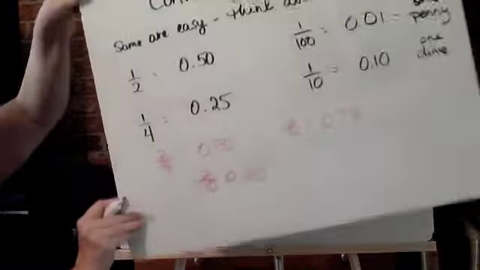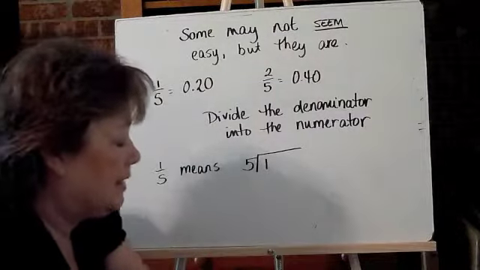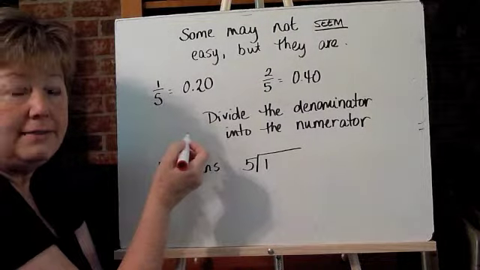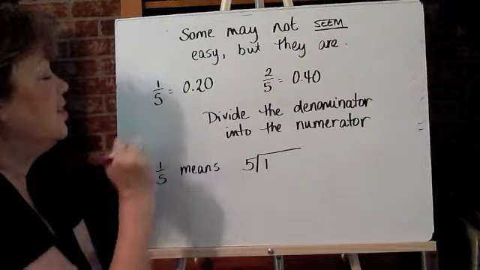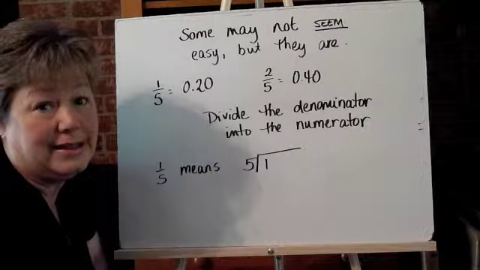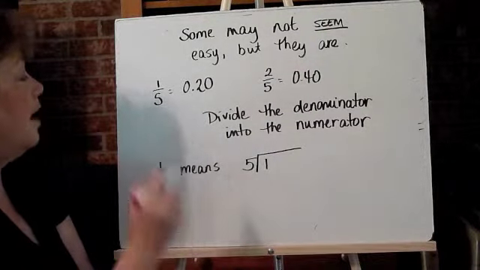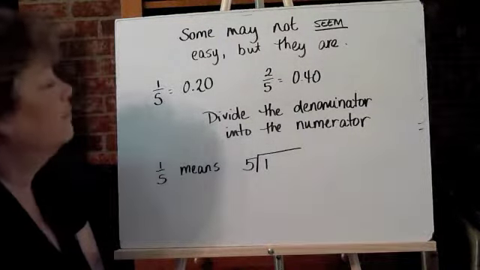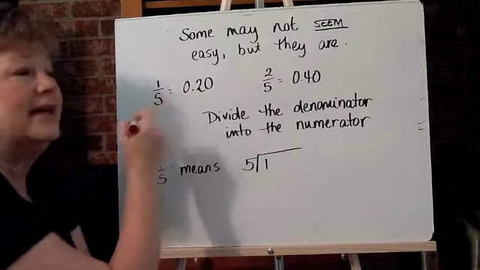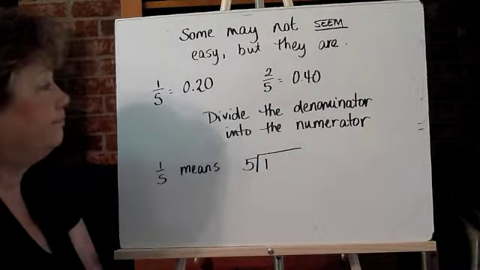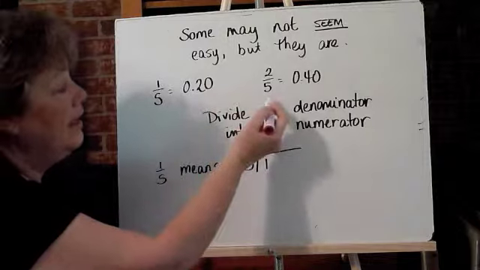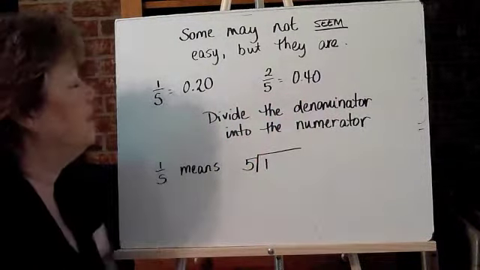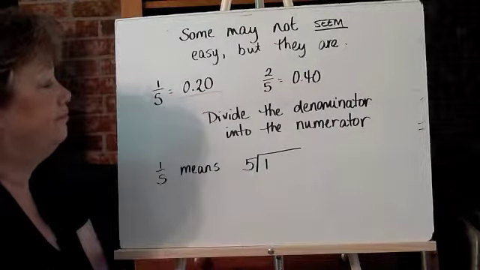Some may not seem easy, but they are. This is back to that money. If I have 1/5 of a dollar, I have 20 cents, because 5 groups of 20 would give me a dollar. I also know that 20 nickels equals a dollar. In the same way, if I had 2/5, I'd have 0.40. I just kind of double that number.